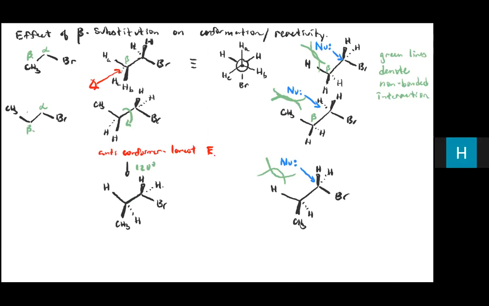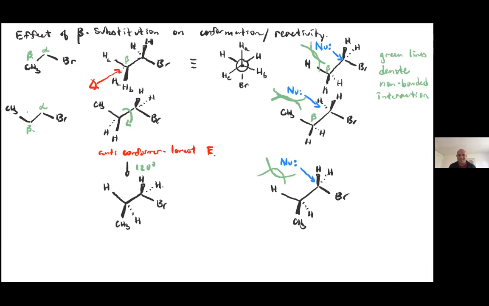Would it be less stable? Yeah, why? Because the methyl group and the bromine group are closer together, and so they'll have van der Waals repulsions. Yeah, exactly, Helen. It's less stable. It's exactly right. And the reason is that they're closer together.